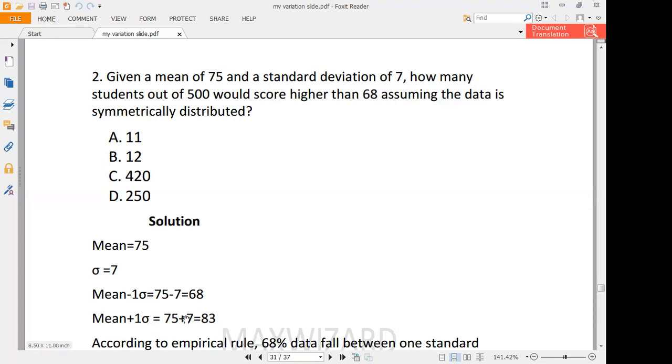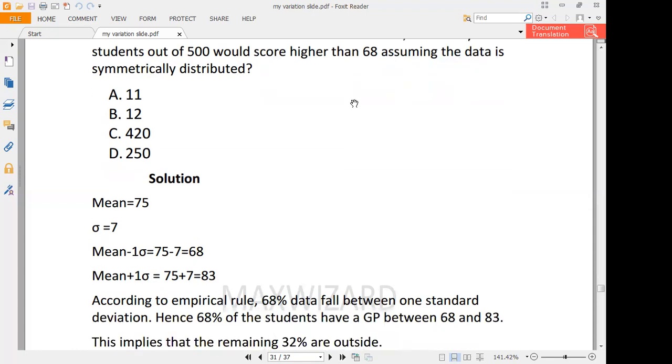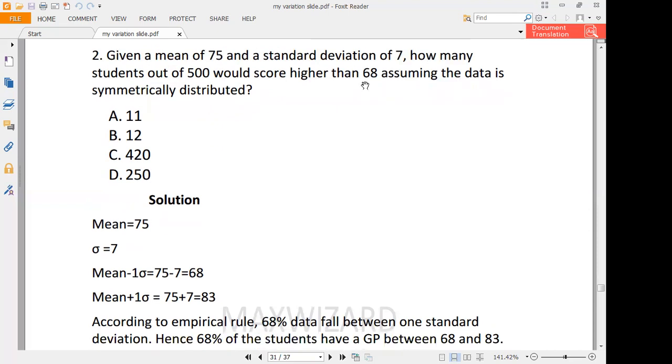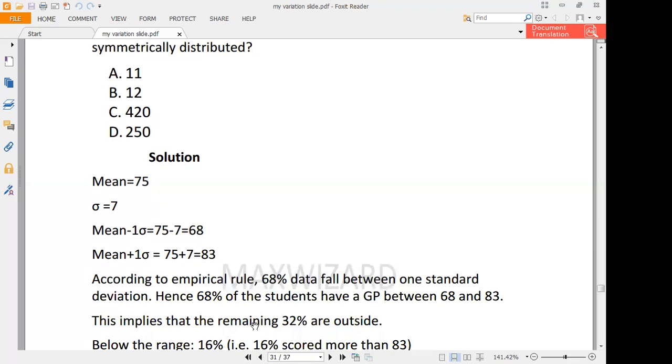Since I'm using one standard deviation, that's what I showed you here. But the question is asking how many of them score more than 68. So, the score higher than 68, let's see how to deal with that. Since we are sure that 68% will be between 68 and 83, the remaining are going to be outside this range.